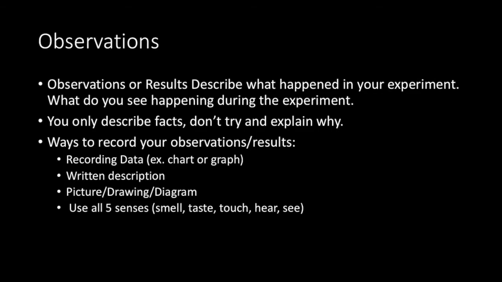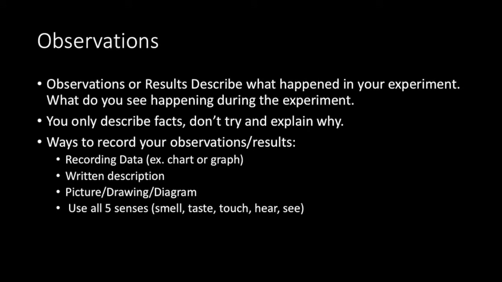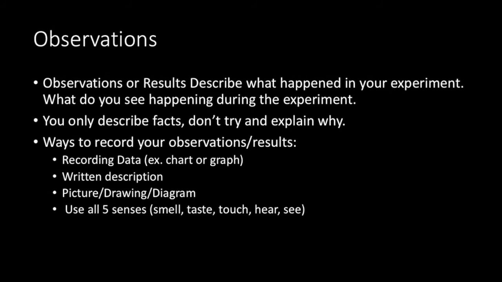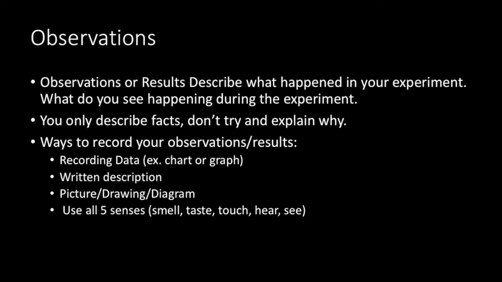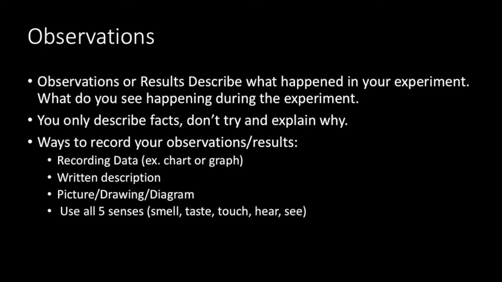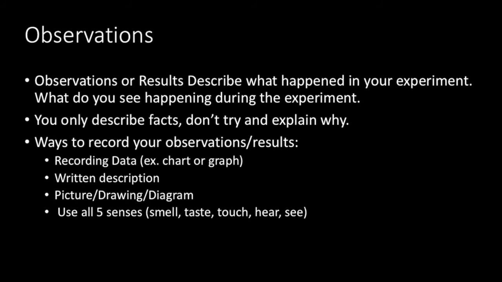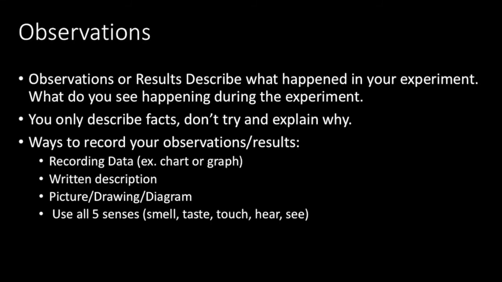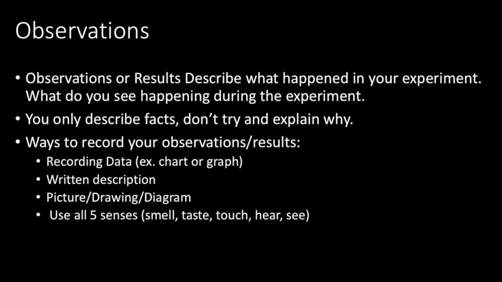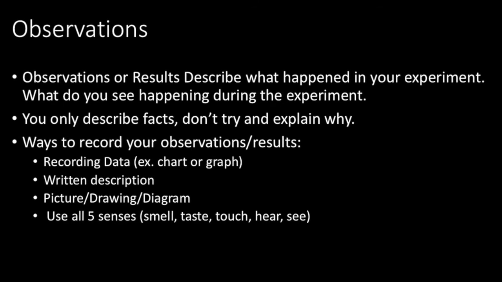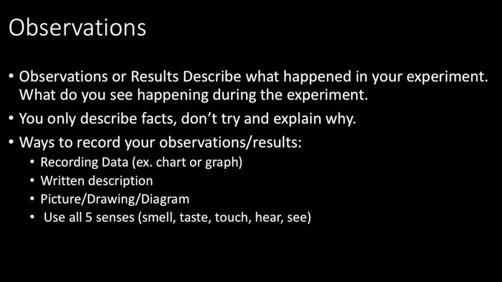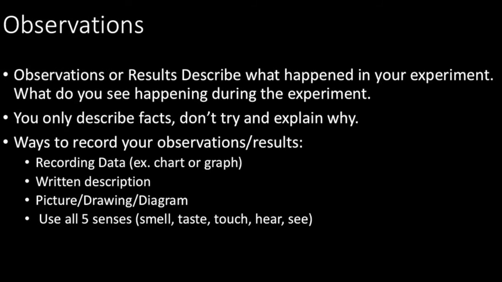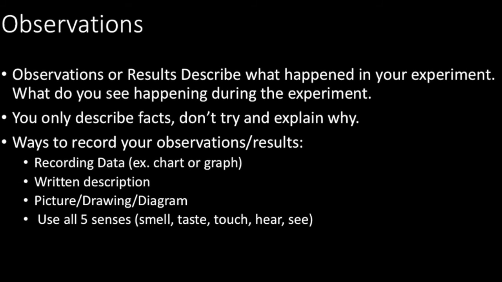While we are watching the experiment, it was important for us to record our observations. Our observations are the results that describe what happened in our experiment. You will only describe facts, and you don't try to explain why in the observation section. There are many ways to record data for our observations, including creating a chart or a graph, writing a written description, including a picture, drawing, or diagram, or using your 5 senses to describe what you saw.